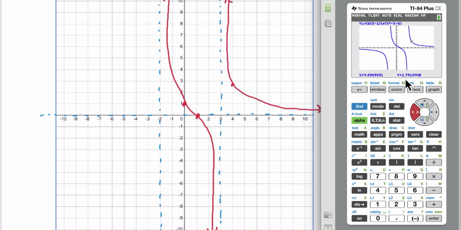And we have that curve. Again, it's approaching those asymptotes. And again, we'll trace and go to the left and see what the point is over here. That point, roughly negative 3, negative 3.5. Again, just approximating.